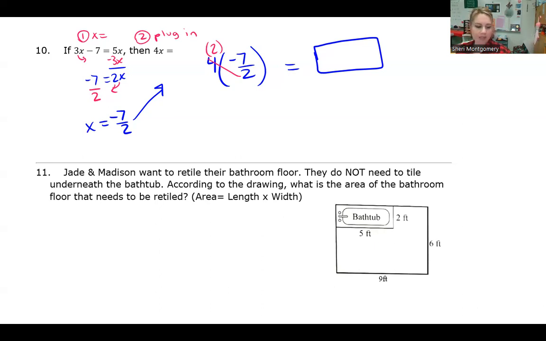So you can come check with me to see if you got the right answer for question number 11. I think most of you guys have, and you've done really well.